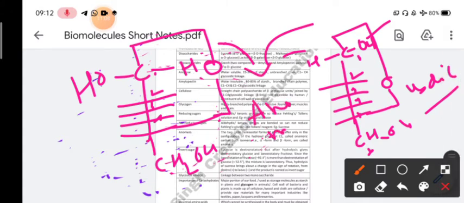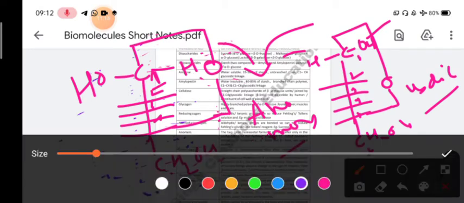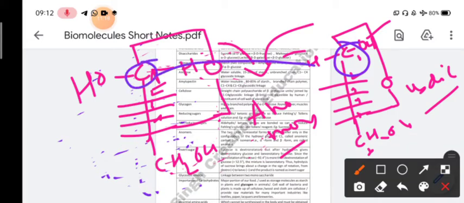And this C1, carbon 1, is called the anomeric carbon. Okay, anomeric carbon. I hope you have understood this part.